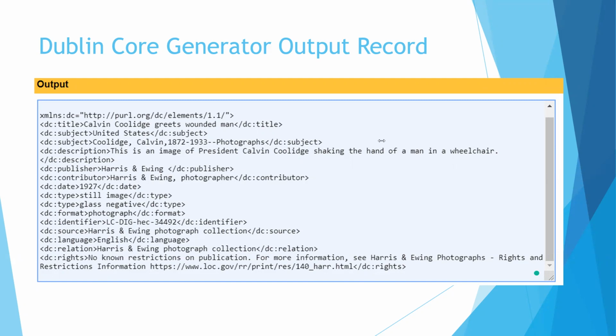You know, Calvin Coolidge greets the wounded man. So I actually added the Coolidge, Calvin subject heading, because on the Library of Congress website, all they had was the United States. And I felt like that's not really enough, and I could probably have added more, but I was trying to finish this presentation. But I think having the type, that it's a still image, and that it's a glass negative, and that it's a photograph as the format, and that the date was 1927, those bits of information are important as well.